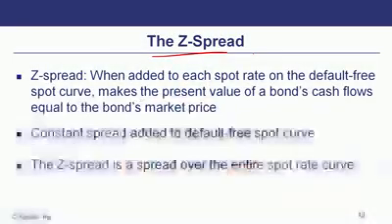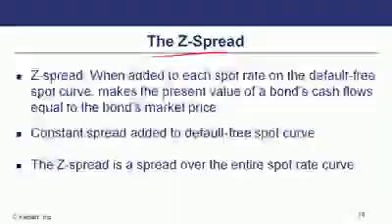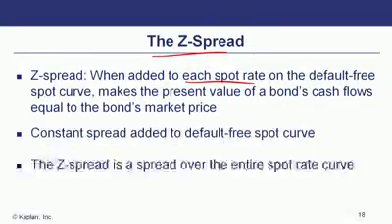Okay, the Z-spread. Z-spread is really important. We did this at level 1. So the Z-spread is the spread that we add to each spot rate on the default-free spot rate curve to make the present value of a bond's cash flows equal to the bond's market price. It's a constant spread that we add to each of the default-free rates on the spot curve, right? So it's a spread over the entire curve.